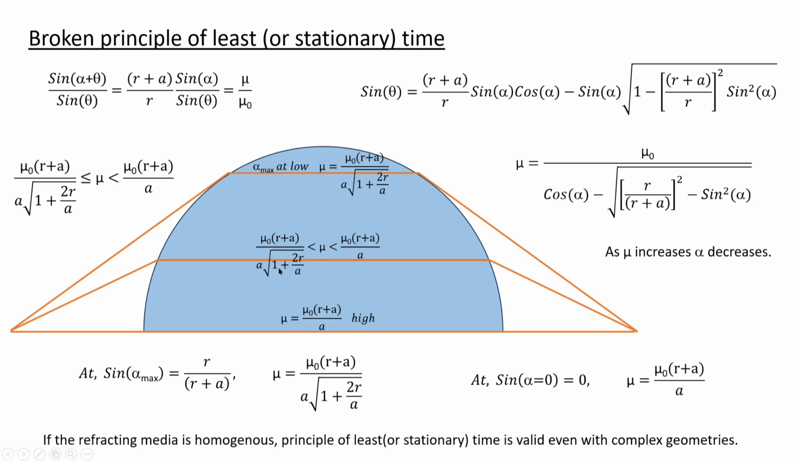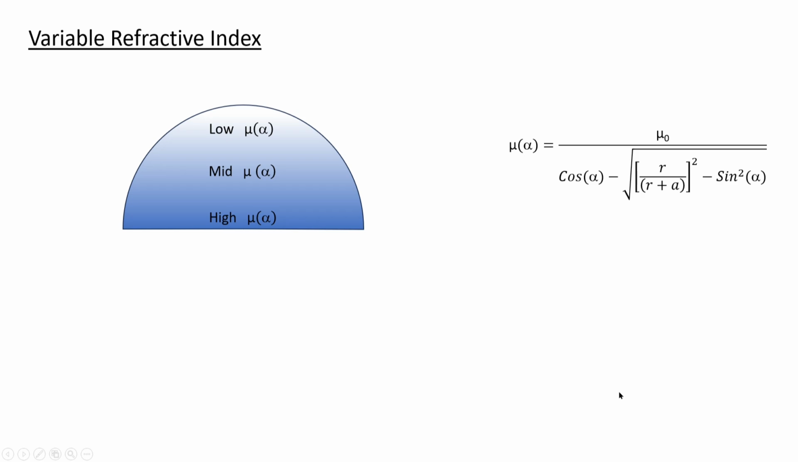So basically, if the refracting media is homogeneous, the principle of stationary time is valid even with complex geometries. We can change this geometry to many complicated forms, and we'll see that no matter what complex geometry we take, the principle of least time, being equivalent to Snell's law, comes up, and the principle of stationary time. So both the principle of stationary time and Snell's law are equivalent in whatever complex geometries we choose, but that gets broken when the refractive index is variable within this media.